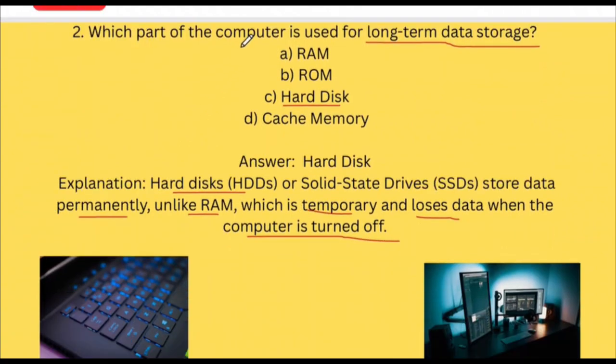Second question, which part of the computer is used for long-term data storage? RAM, ROM, hard disk, cache memory. It is hard disk. Hard disk is used for long-term data storage. RAM is a temporary storage. But hard disk is used for long-term data storage. Hard disk or solid state drive store data permanently, unlike RAM, which is temporary and loses data when the computer is turned off.